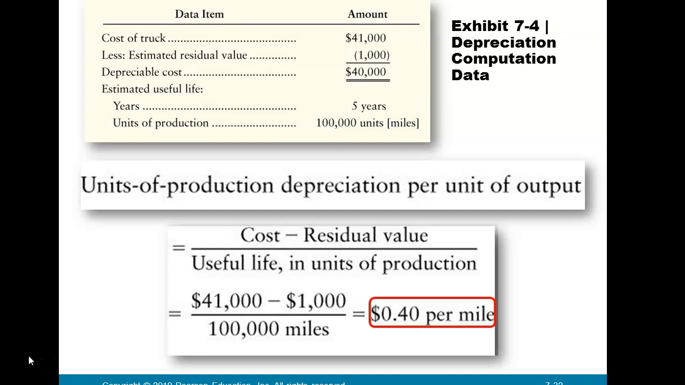So we're going to say once we reach 100,000 miles for this vehicle, it's all used up. So that being the case, we're going to take our depreciable base, 41,000 minus 1,000, and divide it by the number of miles, not years this time. Then we get 40 cents per mile. And that's good because it gives us our unit of measurement. But then what do we do with the 40 cents? How do we then record depreciation expense?